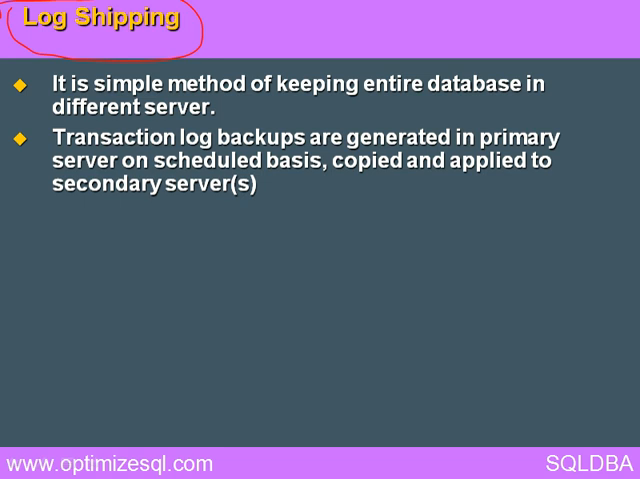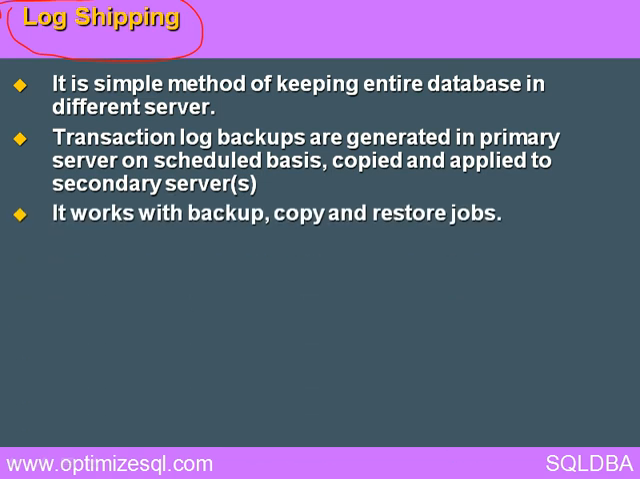Suppose I configure log shipping on three databases. How many backup jobs? Three backup jobs, or only one? Three backup jobs, because log shipping is a database-level feature, not server level. Separately, three copy jobs and three restore jobs. That is how log shipping works. Internally, three jobs are created automatically: backup, copy, and restore jobs.